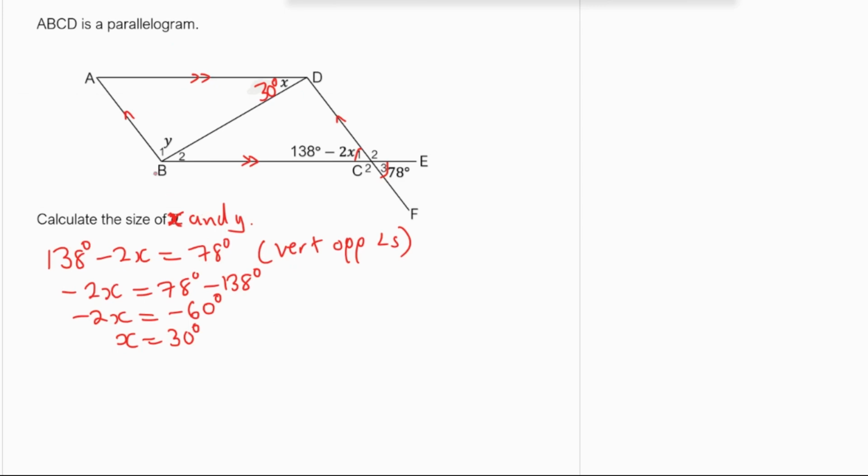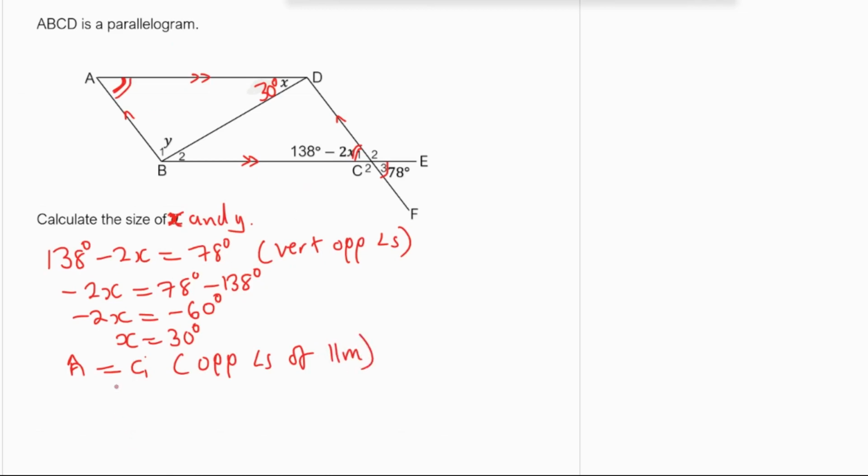How can we do that? We need to find angle A here. How can we find angle A? Angle A and angle C1 are what? Opposite angles of a parallelogram. Opposite angles of a parallelogram are equal. So meaning that angle A is equal to angle C1.